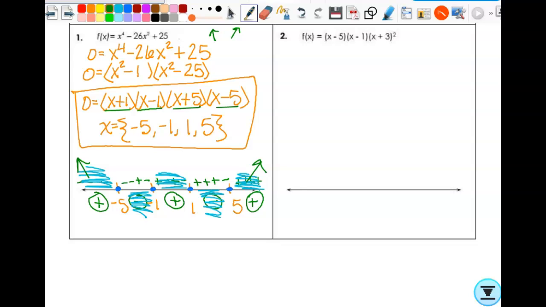Okay. So this one's already factored for me. That's great. So when I just set it equal to 0, I can get my zeros out of this. So x is equal to, my smallest one's going to be -3, then 1, then 5. So I'll come down here, and I have a -3, a 1, and a 5. And I will plot those points.